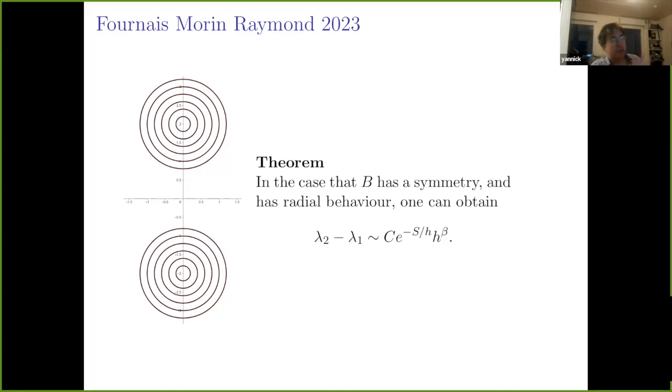And on purpose, I didn't write anything more because the constant C, the constant S, and the constant beta all have very complicated expressions. The way this works is that because the potential is radial, inside the disk we have an explicit formula for the eigenfunctions. And then outside the disk, because B is constant, we also have an explicit formula. So it's connecting everything together and writing it all out, and in the end you have a very big integral and a complex stationary phase.